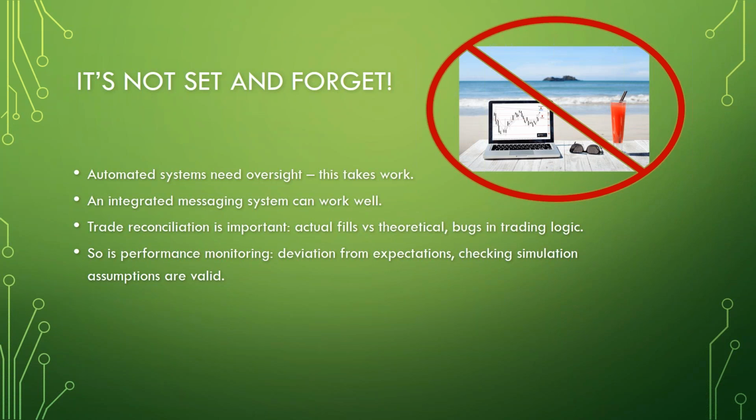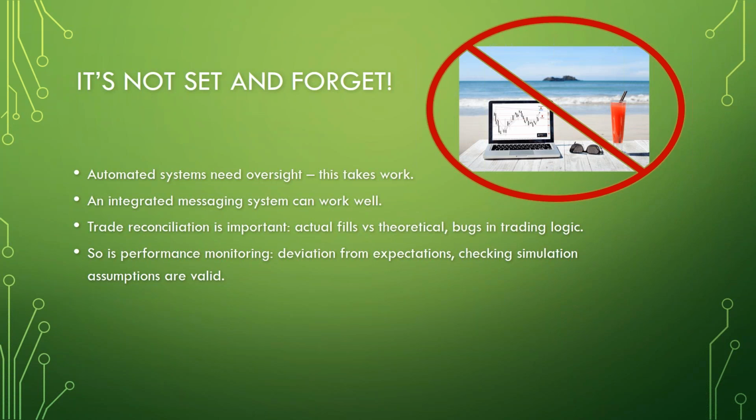Ideally, if you're trading intraday, you'd monitor it in real time. That's unlikely to be possible for people with full-time jobs. So you'd at least want to have alerts sent to your phone or to your email when trades are entered or closed, or when there's some problem with the system. You also need to be reconciling your trades, preferably on a daily basis. And that includes reconciling your actual and your theoretical fills, checking that the trades are actually being entered according to the logic that you intended, because bugs creep into computer programs and trading algorithms are no exception to that.